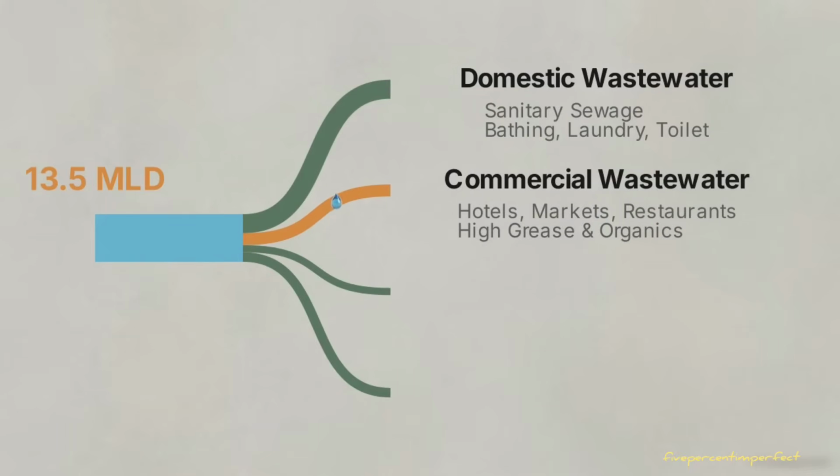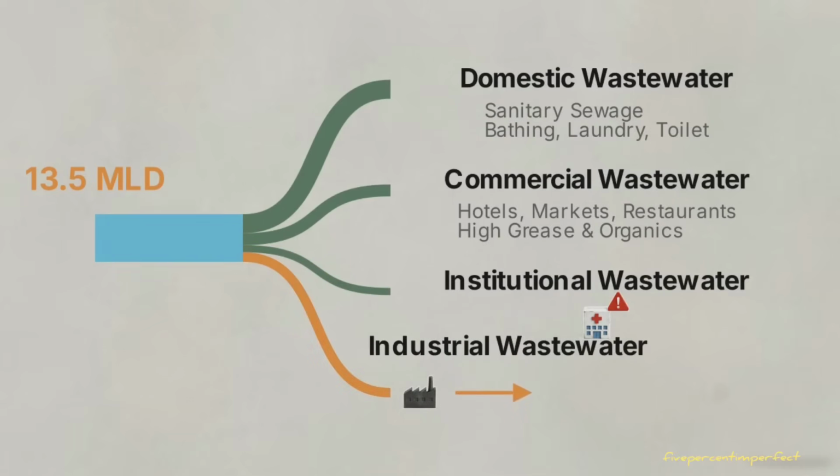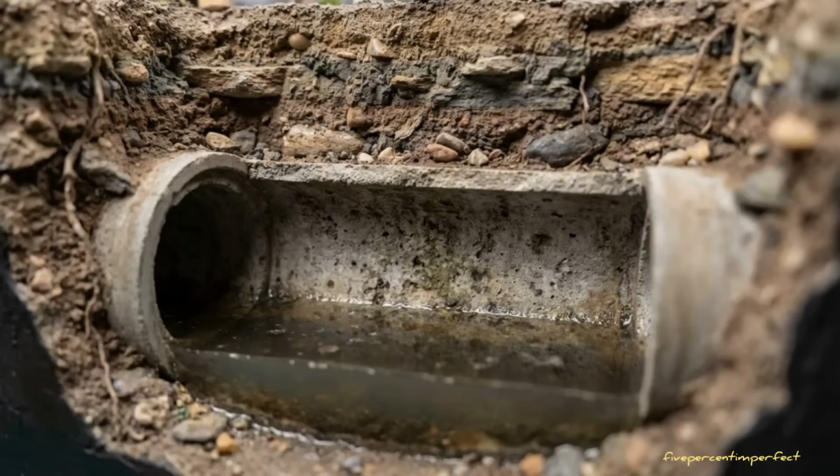The third stream is institutional wastewater. While this includes schools and government buildings, it specifically accounts for hospitals, where the runoff requires special handling to manage medical contaminants. The fourth stream is industrial wastewater, generated by manufacturing and food processing plants. Because it often contains toxic chemicals, these facilities frequently require on-site pre-treatment before their runoff is legally permitted to join the municipal flow. While these 4 distinct sectors consume the entire 13.5 MLD municipal supply, the actual volume of sewage they excrete back into the subterranean pipes is significantly less.